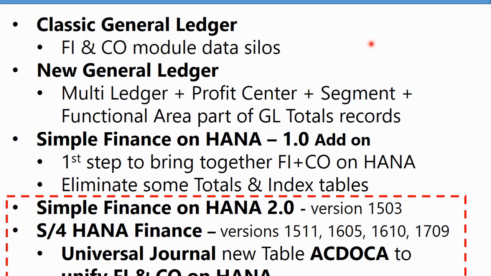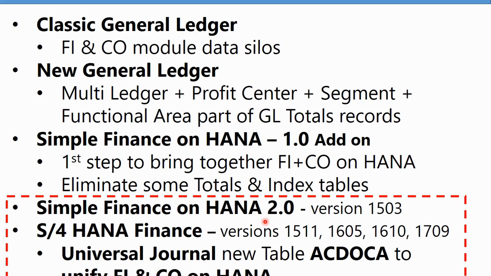So to go through that again, classic GL, FI and CO were in data silos. We got a new GL where we introduced multiple ledgers, and profit center, segment, and functional area were even part of these GL totals records. Simple Finance 1.0 was the first step to bringing FI and CO together in that logical document, and here we eliminated some totals and index tables.